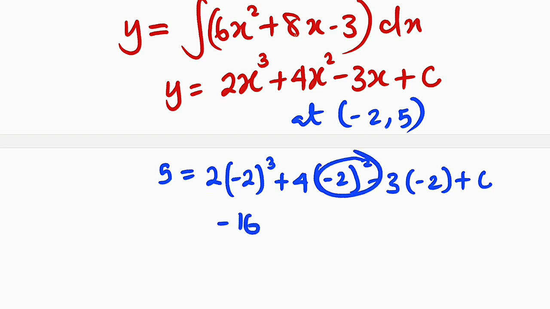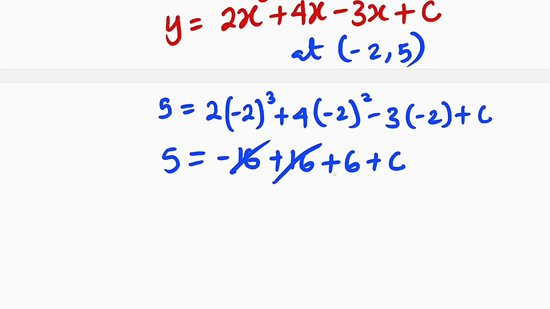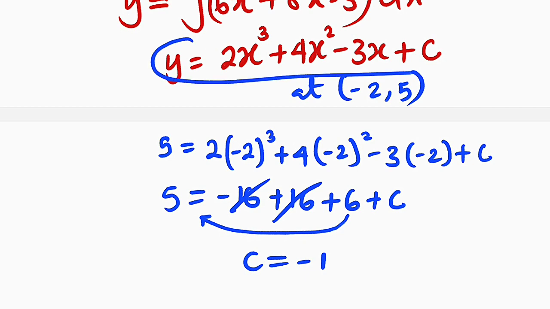Negative 2 to the second power is 4. 4 times 4 is 16. Negative 3 times negative 2 is positive 6. Then plus c, this is 5. This and this will cancel. And if you take 6 to the left hand side, it will become negative. 5 minus 6 is negative 1, and hence c is equal to negative 1. All you have to do is to bring it back in here, right?